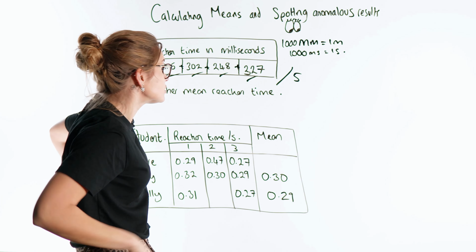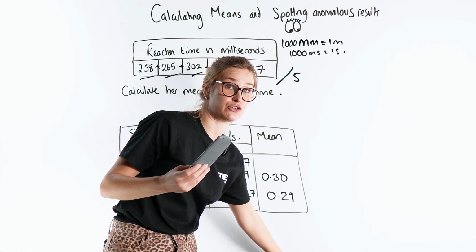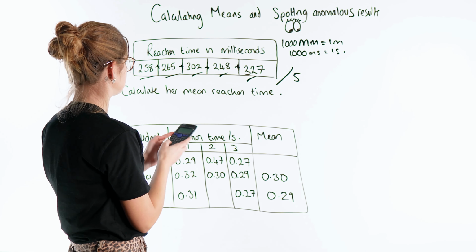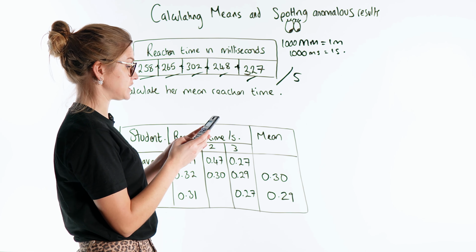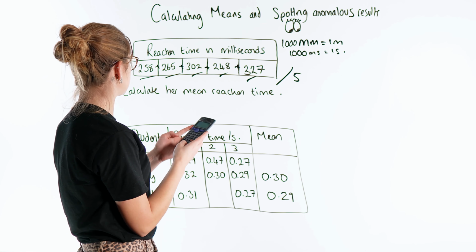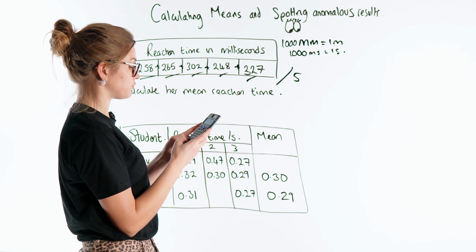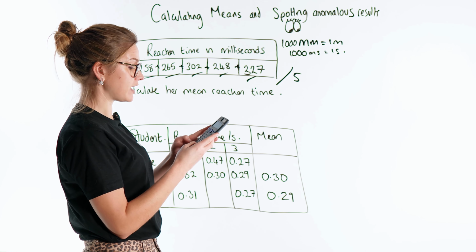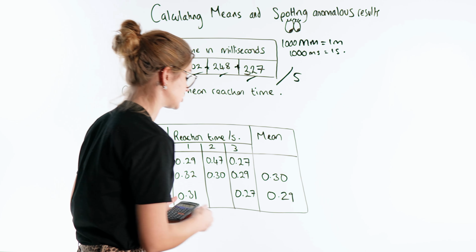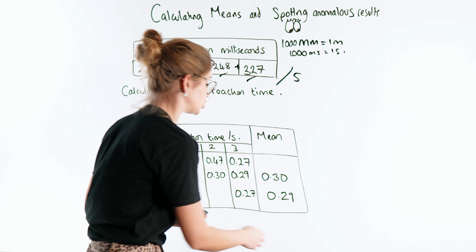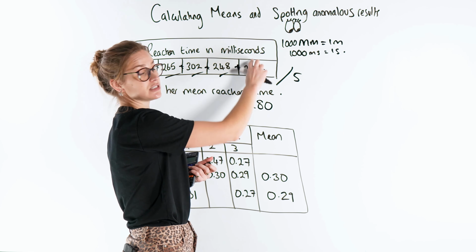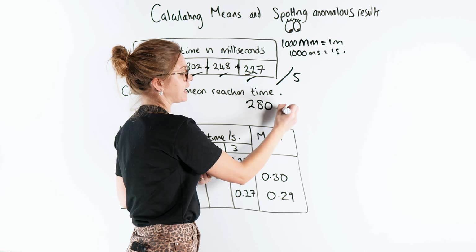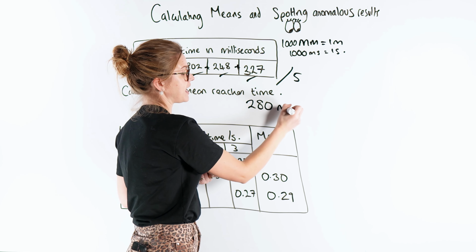So in your calculators, because remember you always have a calculator in your physics exam, all you do is add them together. So we're going to do 258, add 265, add 302, add 248, and add 327. Then you're going to divide by 5 to get your answer. And mine says 280. I know my answer then is going to be 280. Remember, the unit is milliseconds. You can write out the word milliseconds, or ms is how you write milliseconds fast.